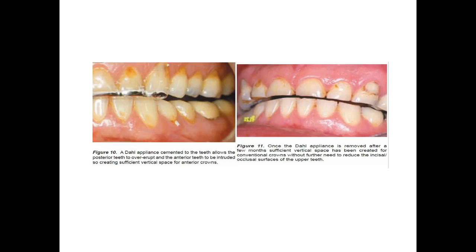And the point is to make disclusion between the posterior teeth, so they will over erupt. Once they over erupt, that means that we will gain 2 to 3 mm to increase the OVD, and then we will have enough space for the restorative materials, as we see here in the picture.